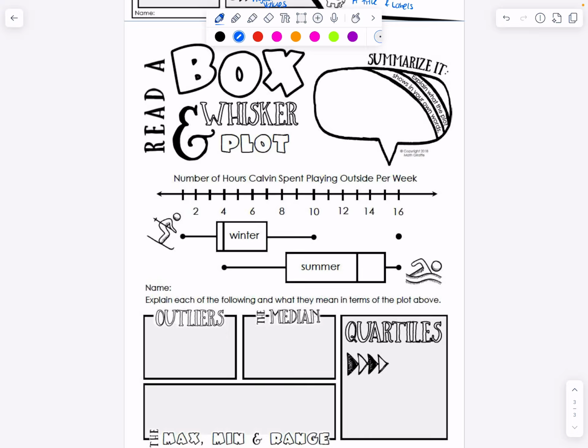So lastly, we're going to look at how to read a box and whisker. So the first thing I want you to do is, if you look at this box and whisker that you have here, it's already outlined for you here. And just take a couple minutes and summarize it in your own words. Just try to describe what is happening here. So we have the number of hours Calvin spent playing outside per week. And then it's separated in the winter months and the summer months.